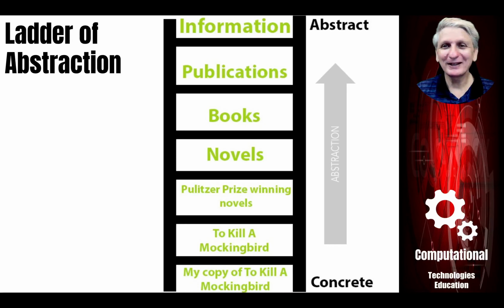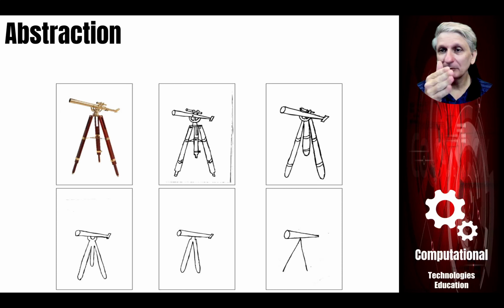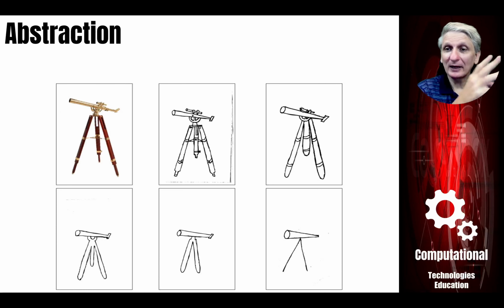So what does all this mean in terms of problem solving and computational thinking? It's important for us to understand that many, many things can be abstracted, not just books or physical objects. In this case, we're abstracting an image, going from a telescope to more and more simplification to an icon of a telescope, which could represent many different representations of a telescope that was done in more detail.